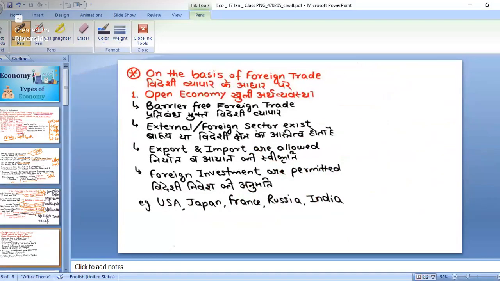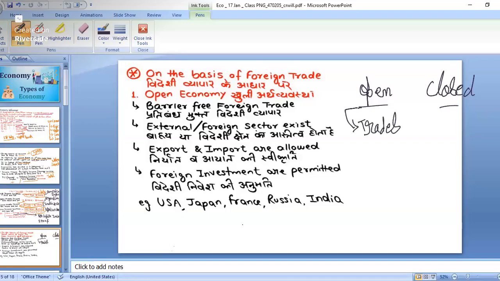Now the economy is divided on the basis of foreign trade. So on the basis of foreign trade, we have divided the economy into various parts. One is the open economy, and the other is the closed economy. In the open and the closed, what will be happening? Open means that all those trades will keep on going on.